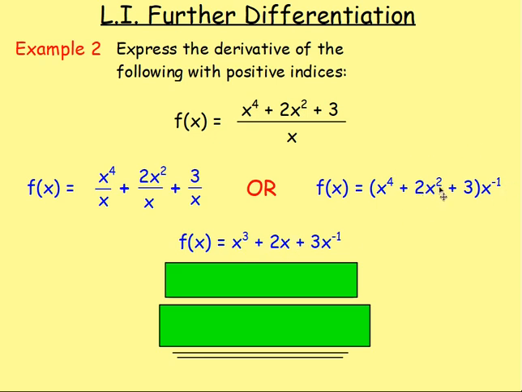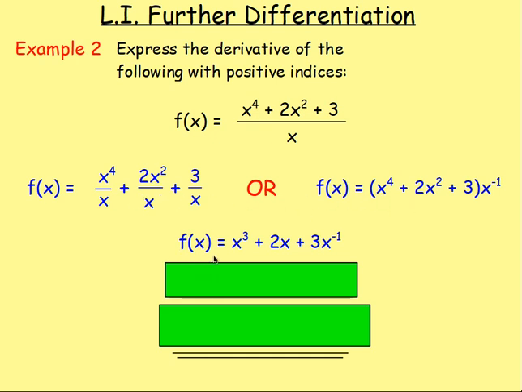If you do 2x squared times x to the negative 1, again, it's the same base, so add the indices. 2 add negative 1 will give you just 2x. And then 3 times x to the negative 1, it's just 3x to the negative 1. So 2 ways to do that. Pick whichever way you like.